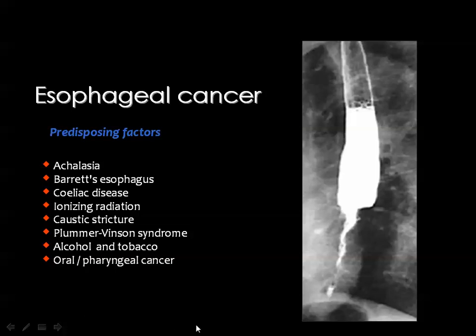Then you remember that the cancer esophagus presents by a stricture or even a mass filling defect inside the esophagus, but commonly by a stricture, and these are the predisposing factors: achalasia and Barrett esophagus, celiac disease, ionizing radiation, caustic stricture, Plummer-Vinson syndrome, you remember 10%, alcohol and tobacco, oral and pharyngeal carcinomas.